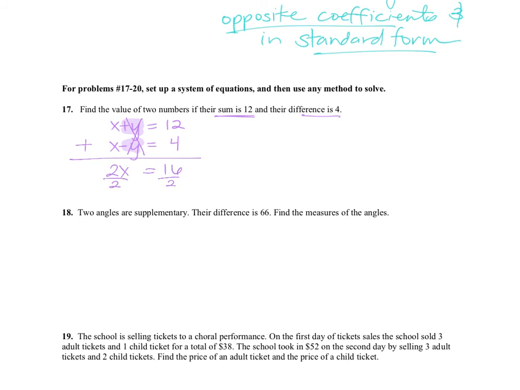So divide by 2 and we get x equals 8. Okay, and then if you plug that in, 8 plus y equals 12, I'm plugging it into this one, you can plug it into either one. We would subtract that 8, so y would be 4. Okay, so those would be your two numbers. x equals 8, y equals 4. We solved by elimination. Okay.